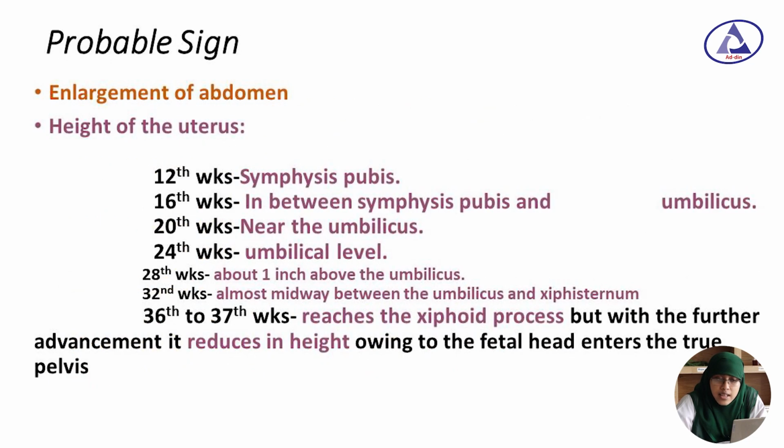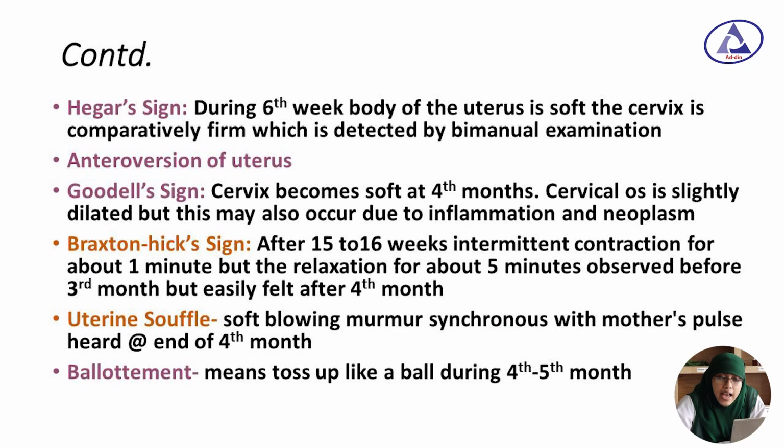Then the probable signs. The first probable sign we may assume is the enlargement of the abdomen, which is measured by the height of the uterus. At 12 weeks, it will be at the level of the symphysis pubis, at 16 weeks between the symphysis pubis and umbilicus, at 20th week near about the umbilicus, 24th week above the umbilicus, and finally at 36 or 37 weeks it reaches the xiphoid process and further, then it descends downward. Hegar sign, retroversion of the uterus, Goodell sign, Braxton-Hicks sign, uterine souffle and ballottement. These are all the symptoms of probables.